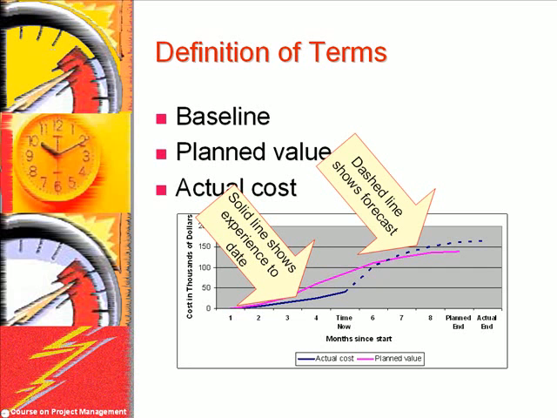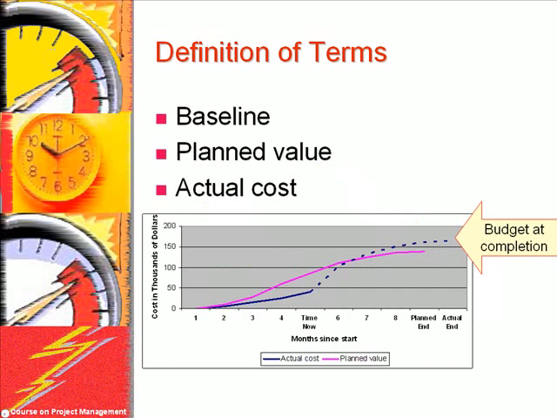The dashed line shows the forecast of actual cost past the current date if we continue to perform on the project at the same rate. The forecast of actual expenditures to the project's end is referred to as budget at completion, or BAC. This is a key variable that project managers track in their projects and report to their stakeholders.